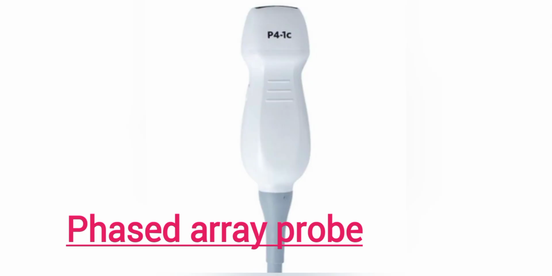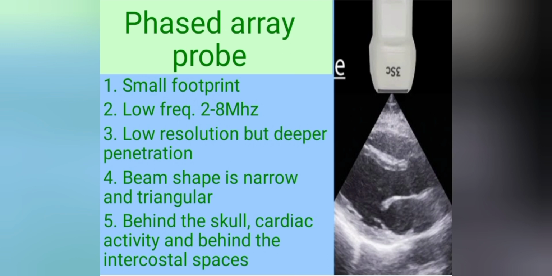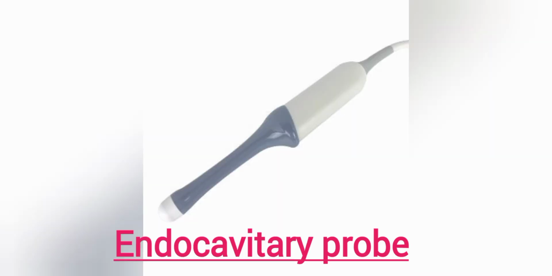Third type is phased array probes. These probes have small footprint on screen, work in very low frequency, that is 2 to 8 megahertz. That's why phased array offers low resolution but deeper penetration. Beam shape is narrow and triangular but can be expanded if you vary frequency. This type of probe is generally used for imaging behind the skull through the acoustic window and cardiac study behind the intercostal spaces.